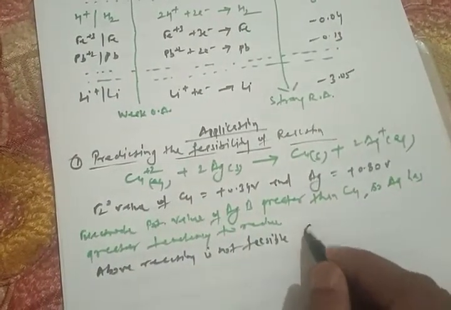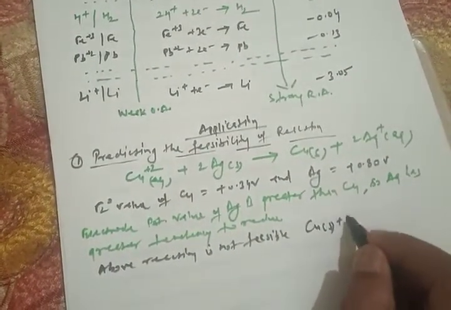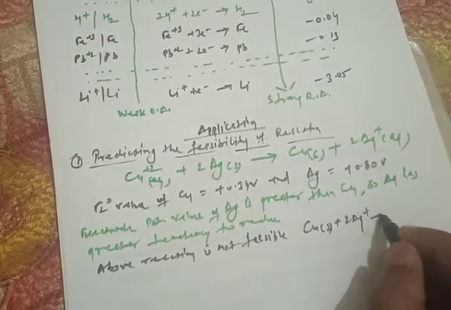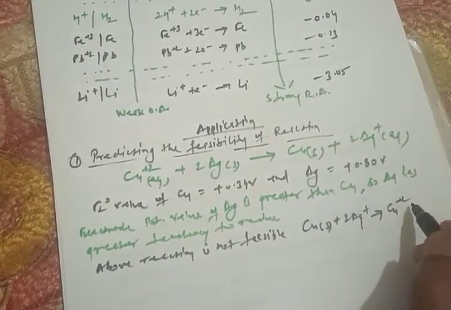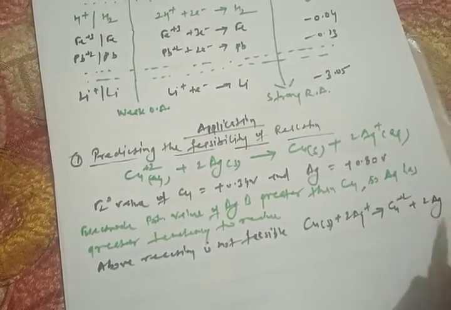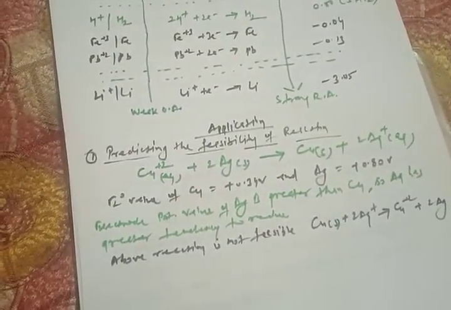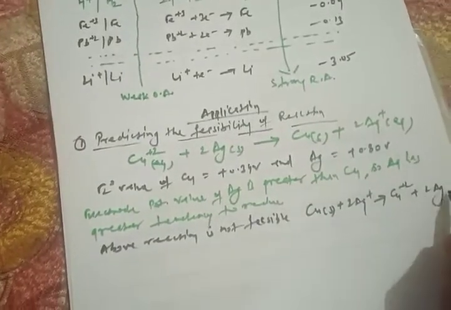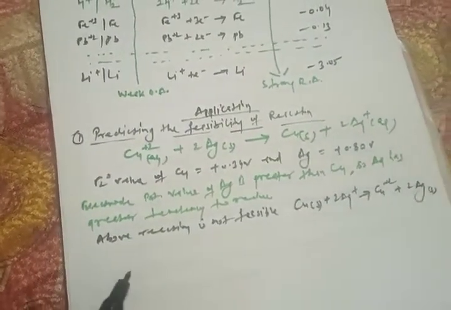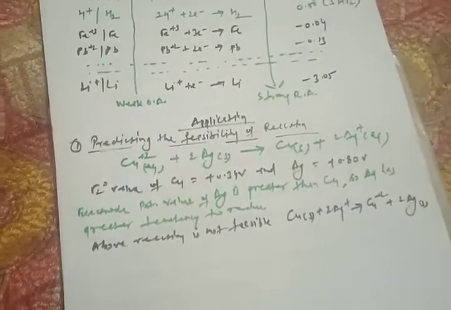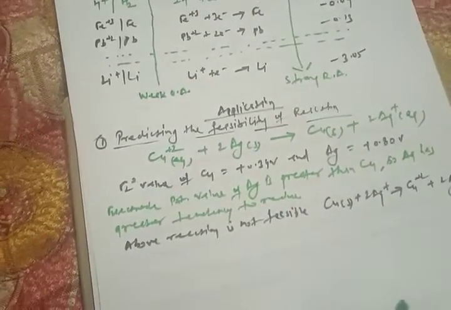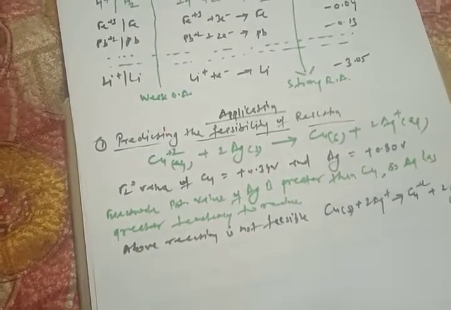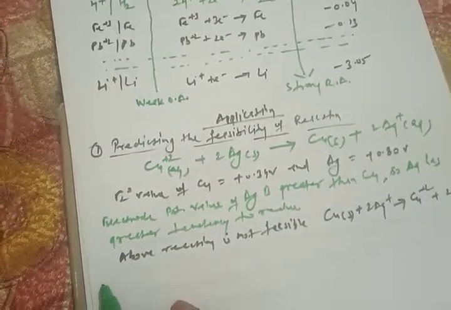That means Cu(s) plus 2Ag⁺ will give Cu²⁺ plus 2Ag. This is possible. This you can write, but the earlier one is not possible. So this is the first application of the electrochemical series. Now the second application.